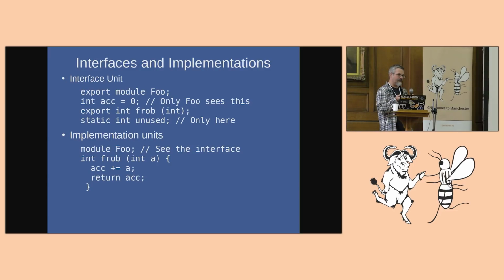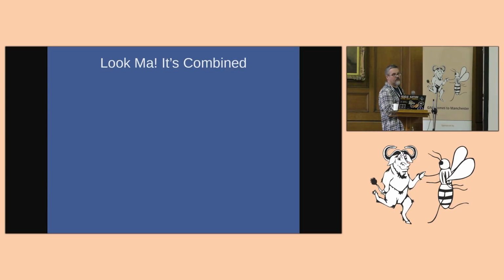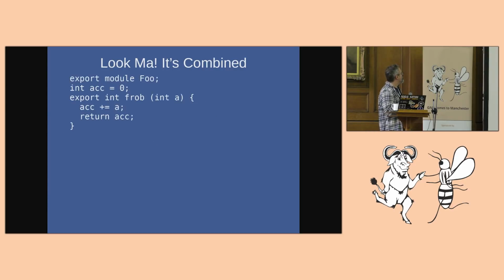None of those semantics change. But there is a thing you can do that you can't do with a header file, which is this. Here I've got an interface that's also implementation. So I've got an interface that's making this frob thing visible to importers of this, but I've also got the definition of the frob function right in the interface.